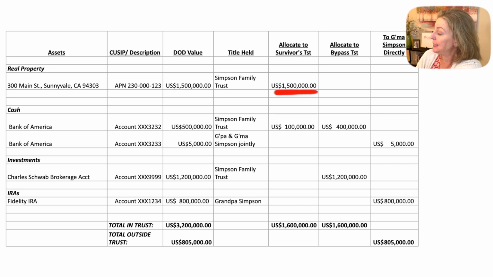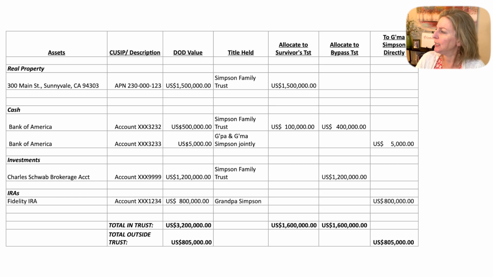Now, that means that eats up almost half of what she can put into her survivor's trust. So we're putting another $100,000 of cash from the Bank of America account there. So the rest of the trust assets are going to go into the bypass trust. But here's the thing, Grandma still gets all the income from the bypass trust during her lifetime. So she's still being taken care of from an income perspective. But the principal, she's only allowed to dip into the principal if she runs out of money in her survivor's trust, which could be the case here, okay?